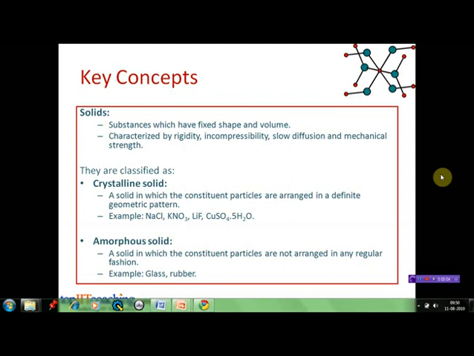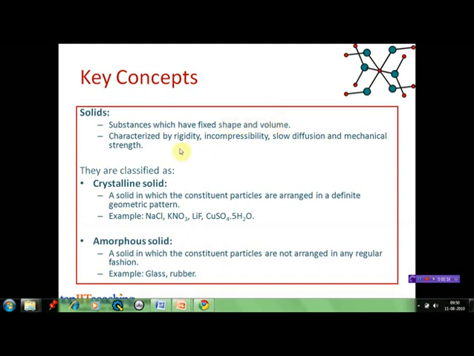First of all, let's see what are the basic properties that characterize a particular substance as a solid. Solids have fixed shape and volume. Please recall our discussion in states of matter, in which we discussed the comparative properties of solids, liquids and gases, the three states of matter. Liquids have fixed volume, but they do not have a fixed shape. They take the shape of the container. And the gases neither have fixed shape nor have fixed volume.